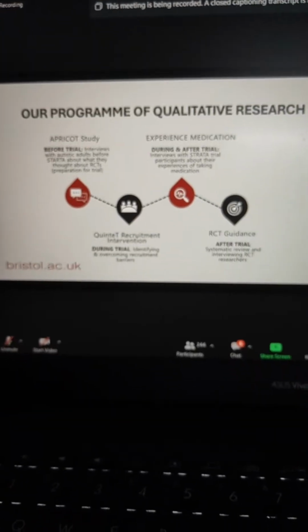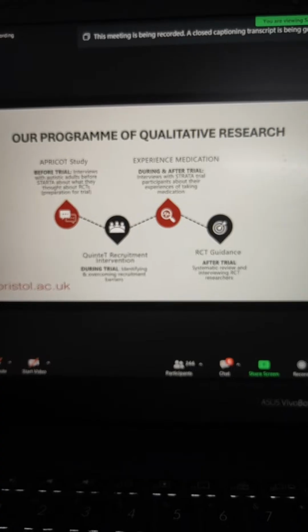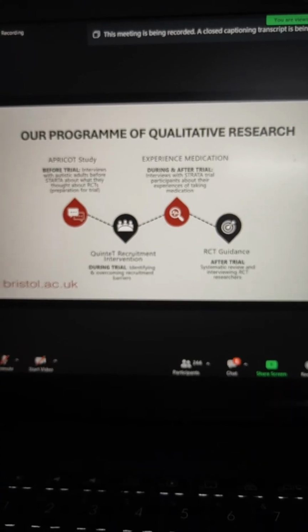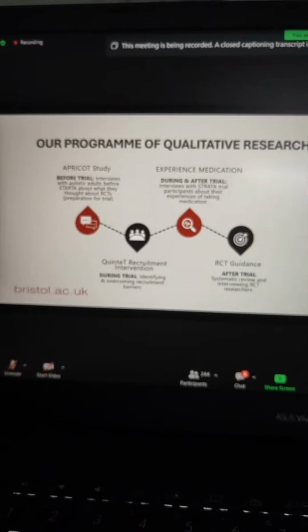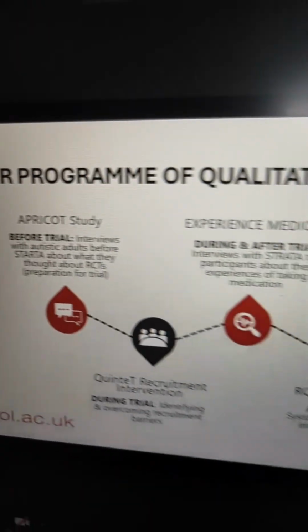So we interviewed autistic adults and we asked them what they thought about RCTs. What do they understand by RCTs? What do they think about randomisation, about placebos, about blinding? And we used STARTER as a hypothetical example to get them to think through an RCT.